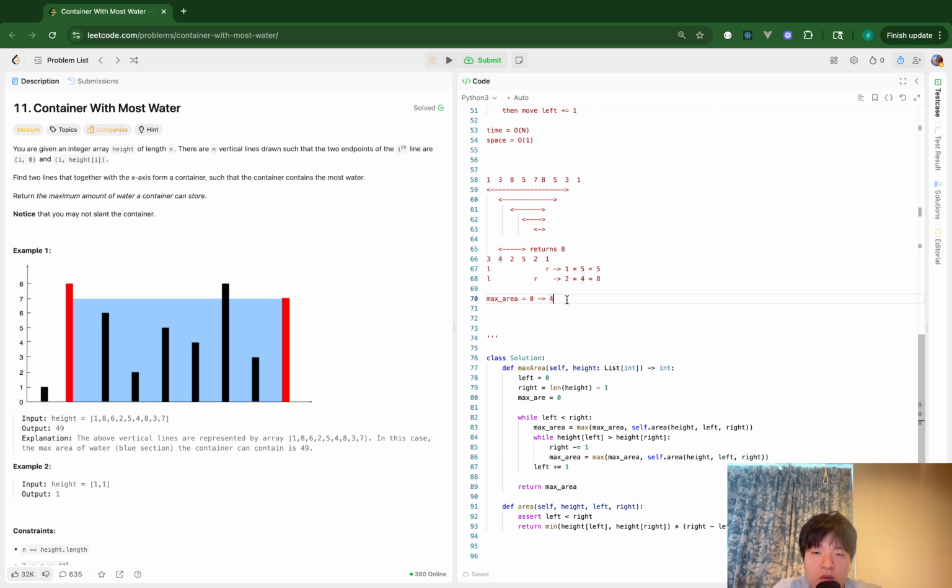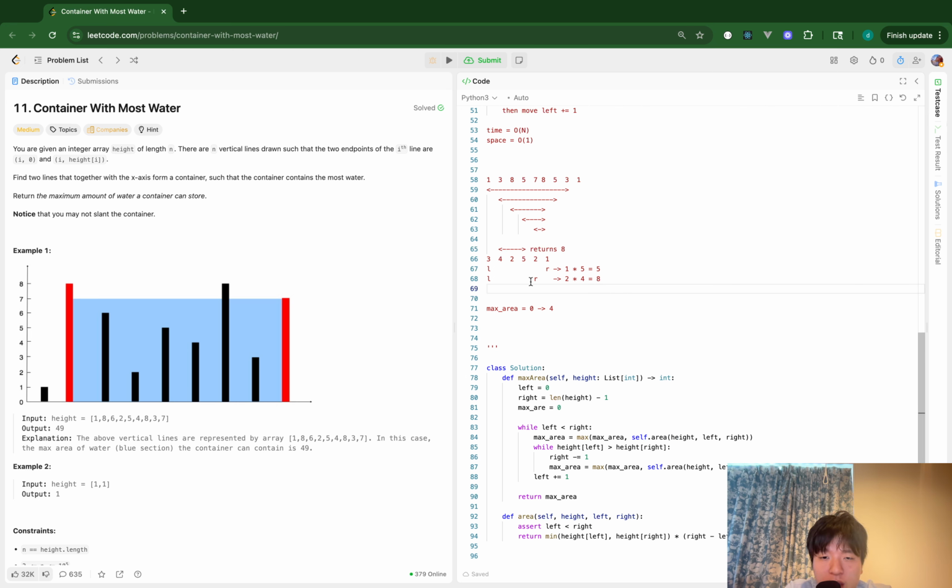Good. So in this way, I can calculate 8. Then, because still right pointer is smaller, in line 85, I continue the iteration. Now right pointer is moved by 1. And now max area, this area is now 3 times 3 is 9. So max area is updated to 9.